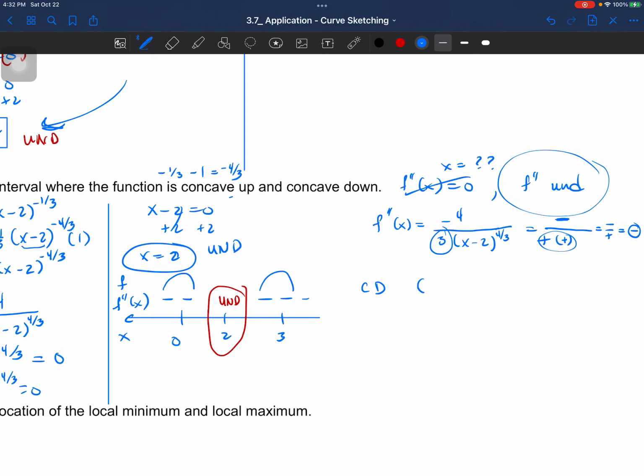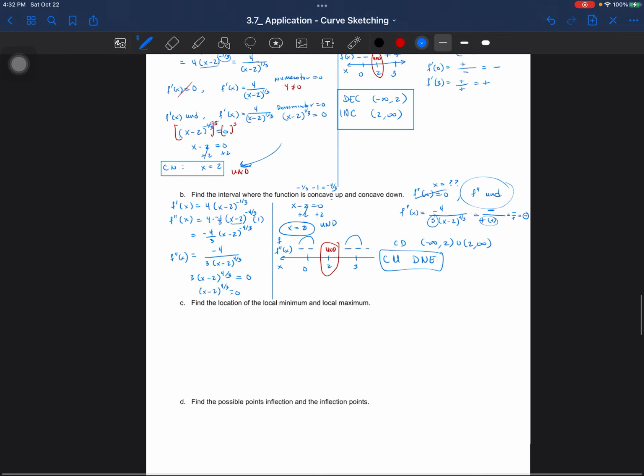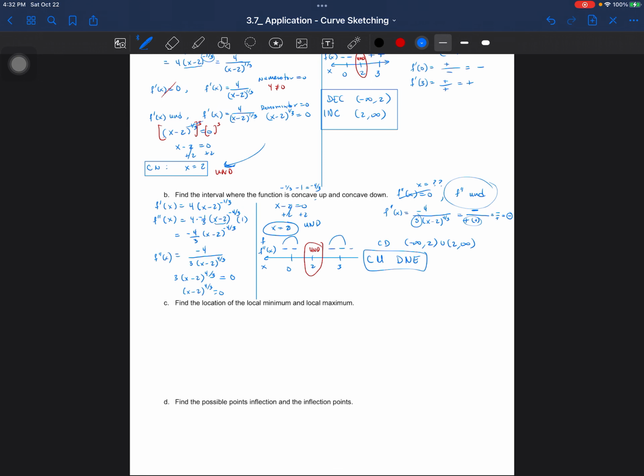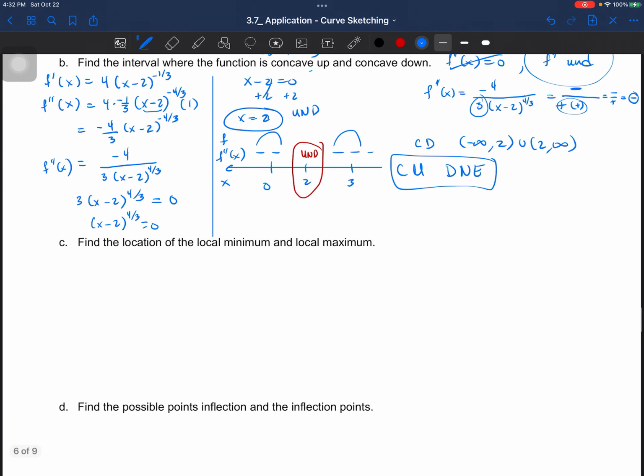So the original function is going to be concave down and concave down. So concave down from negative infinity all the way to 2, and then from 2 to positive infinity. And then concave up does not exist, just to mention that. So there you go. Let's move on to the next part.